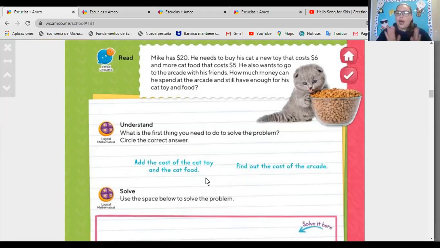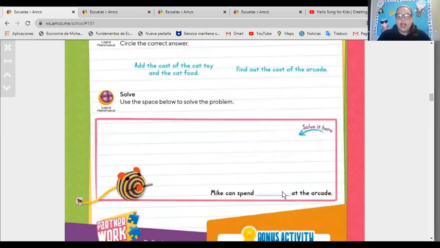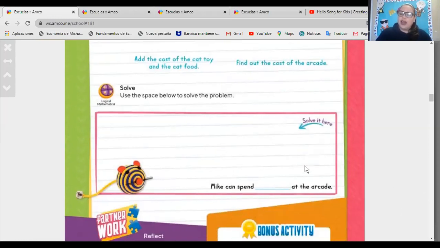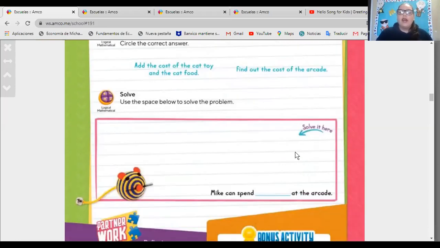Circle your option. Now, let's solve. Use the space below to solve the problem. Okay, here you're going to do all the math operations that you think you will need to solve this exercise. When you finish, right here, in this area, write your answer. And that's everything for Think Tank. Let's continue.